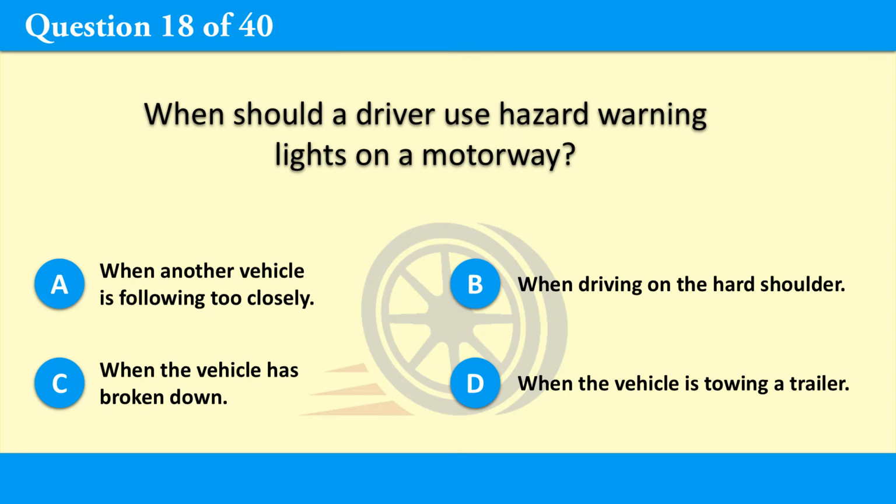When should a driver use hazard warning lights on a motorway? A. When another vehicle is following too closely. B. When driving on the hard shoulder. C. When the vehicle has broken down. D. When the vehicle is towing a trailer.